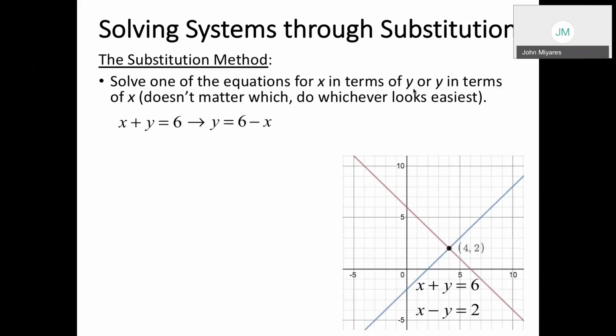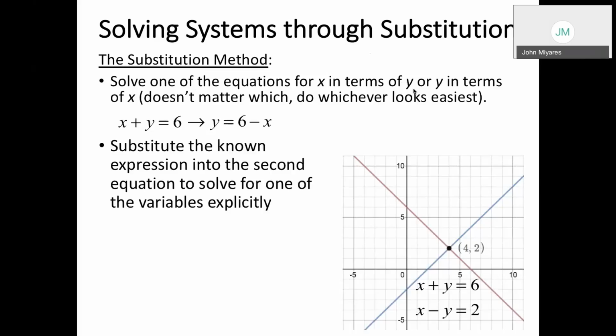But for our sake, since I've already turned it into y equals 6 minus x, let's just leave it this way. Next, we want to substitute the known expression into the second equation to solve for one of the variables explicitly. What we're doing here is something in algebra that is called the law of transitivity. If I know that x minus y equals 2 and that y equals 6 minus x, then we can replace the y in the equation x minus y equals 2 with the expression 6 minus x.